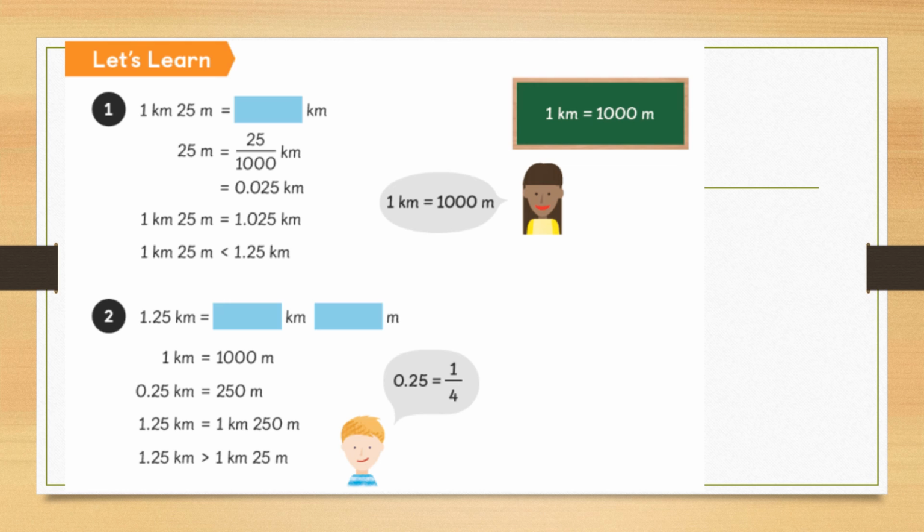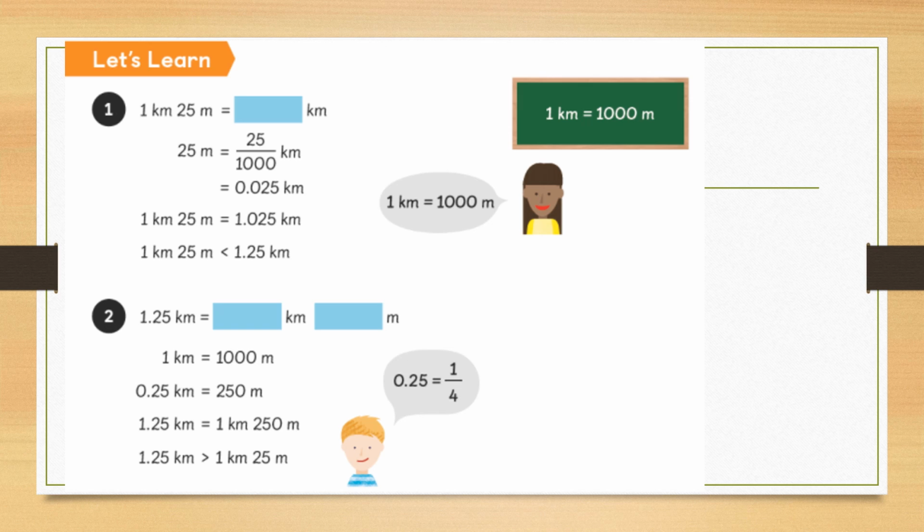So 1 kilometer, 25 meters, okay, and we're going to look at how many kilometers that is. So 25 meters is 25 of 1,000 kilometers. Remember, there's 25 meters and there's 1,000 meters in 1 kilometer, so we've put that as a fraction. We've got 25 meters out of 1,000. All right, so it's the same as saying 25 divided by 1,000, which is 0.025.